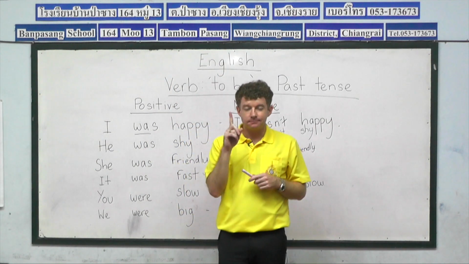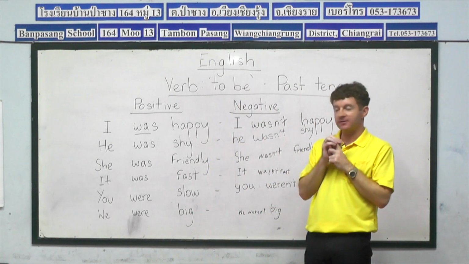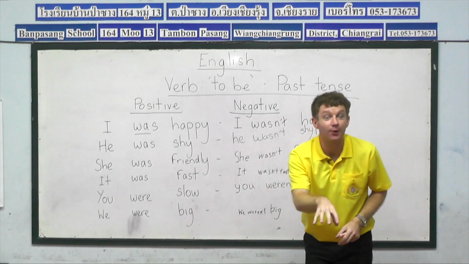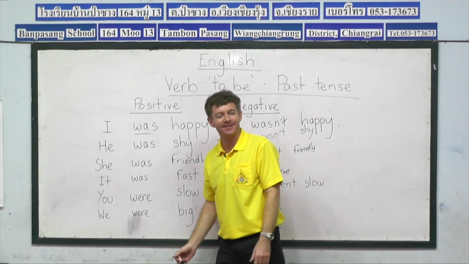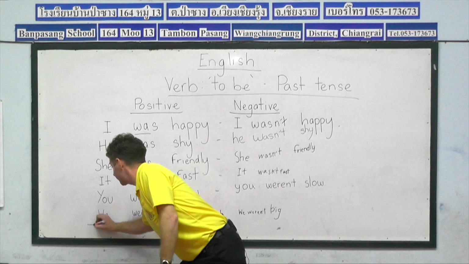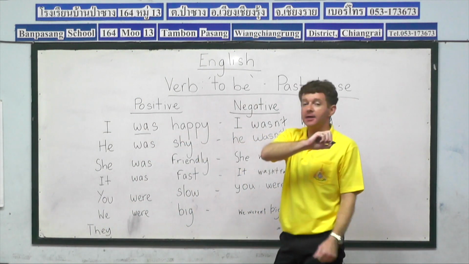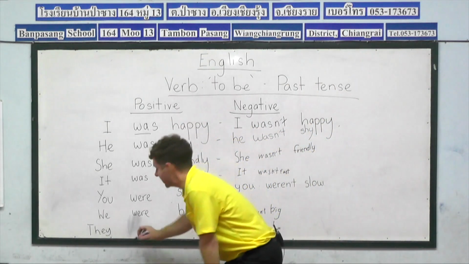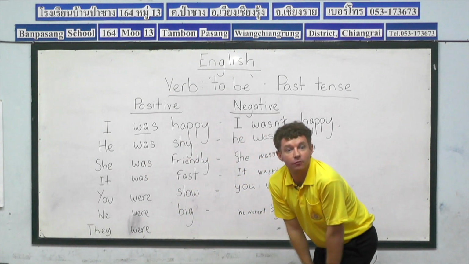Okay, we've got one subject pronoun left. Who can tell me what it is? I, he, she, it, you, we. Okay, how do we spell they? T-H-E-Y. They was or they were? They were. And what were they? What adjective shall we use? They were tall. Okay.